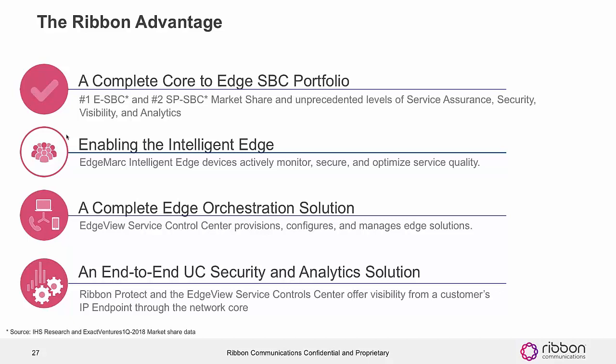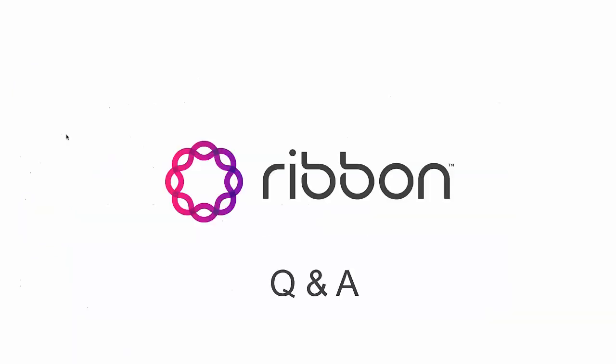Single device to do just about everything you would need for UCaaS and other services, with EdgeView in the cloud provisioning, configuring, and managing the edge solutions, and the end-to-end security analytics coming from Ribbon Protect in the core and the EdgeView Service Control Center managing the customer edge. Our product and engineering teams are diligently working to integrate those two analytic streams into a single view. More on that soon. So I want to thank everyone for joining us this morning.